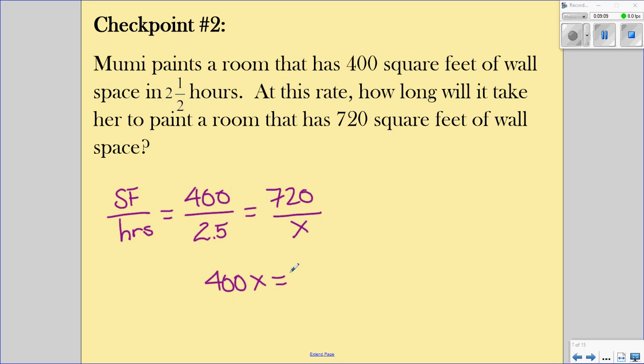So that will give us 1800. And then you divide 400 on both sides. Find your x. The zeros cancel out. So 18 divided by 4 gives you 4.5. And 4.5 what? Hours.